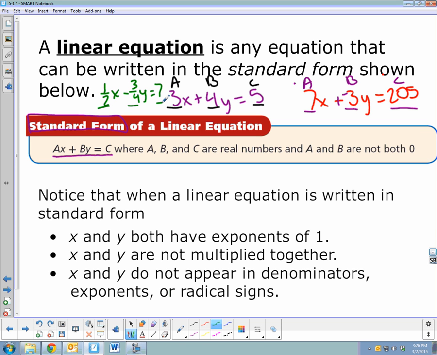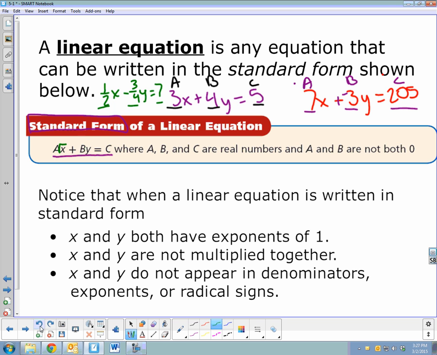Oh, exponents, no x or y in the exponent. So again, you couldn't have y to the x power. That would be what's called a power function, and that doesn't work. It's not linear. Or radical signs. And radical signs, that's not like, dude, radical. No, a radical sign is like square root of x or square root of y.